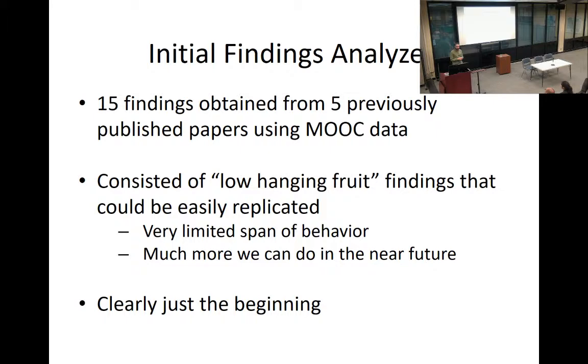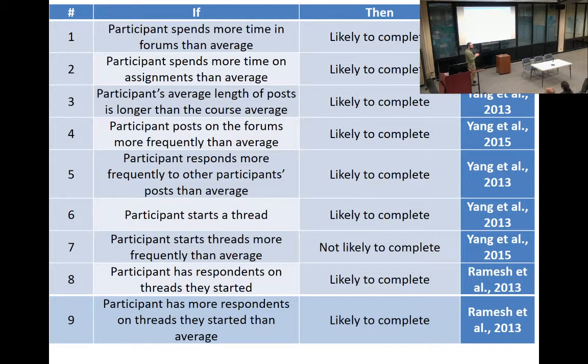But here are the examples, and we pick these from published literature because we realize in analyzing such simple things, people might say, well, does anyone actually care about this? So somebody cared about this enough to write a paper, and other people cared enough about it to accept that paper at a respected venue. Jen DeBoer at Purdue, at MIT at the time, said if participants spend more time in the forums than average, they're more likely to complete. Also more time in the assignments than average.